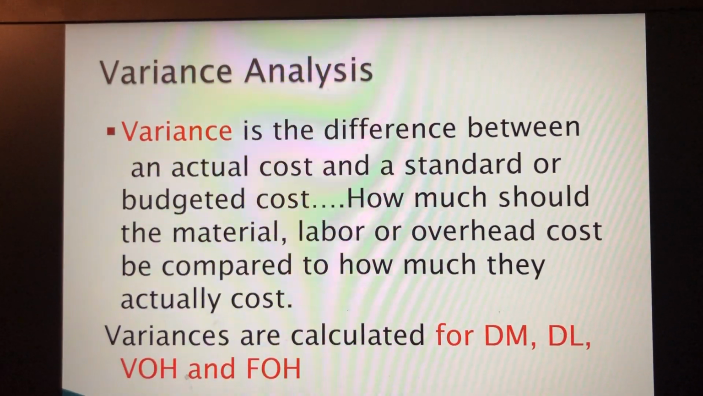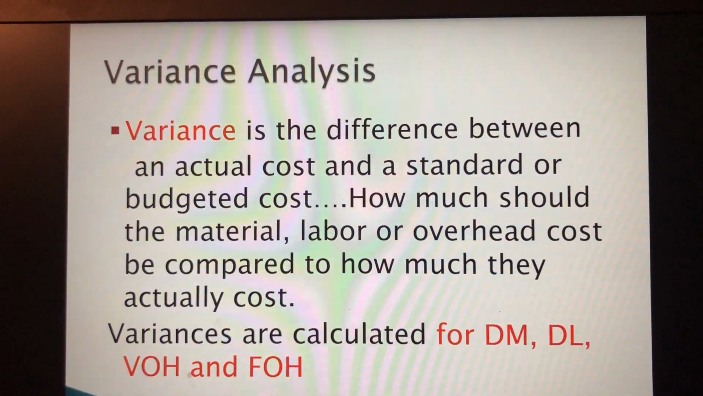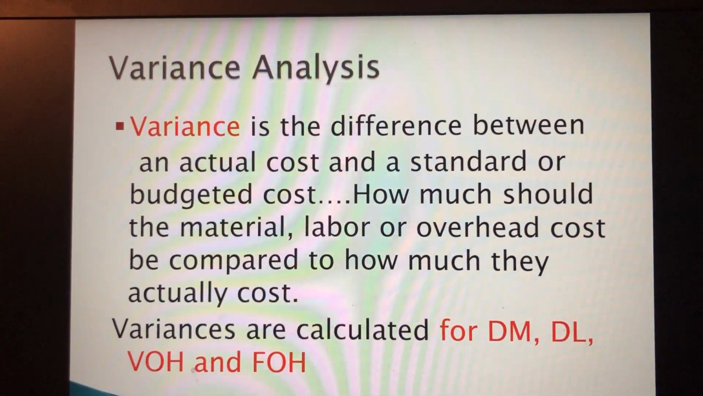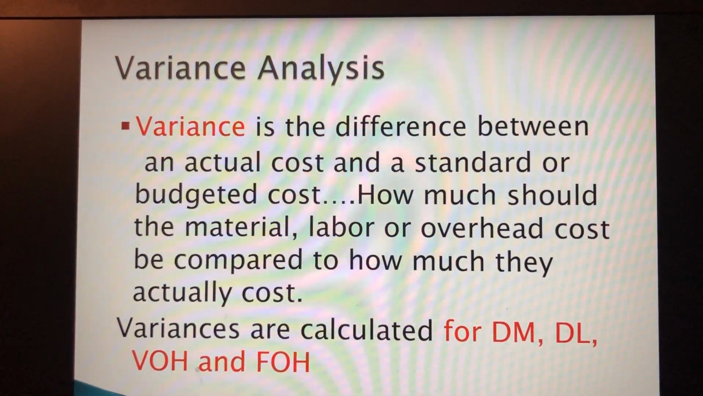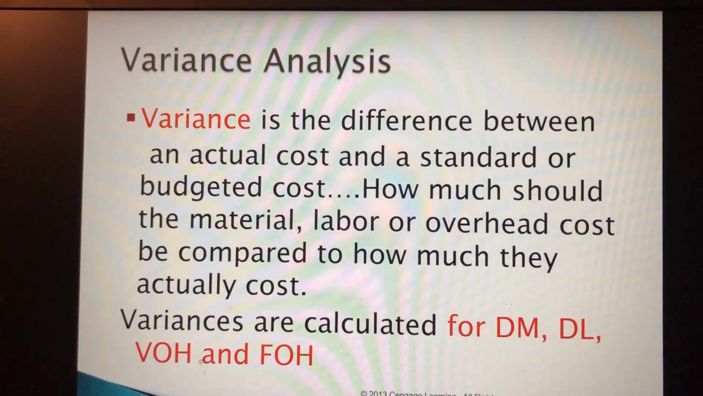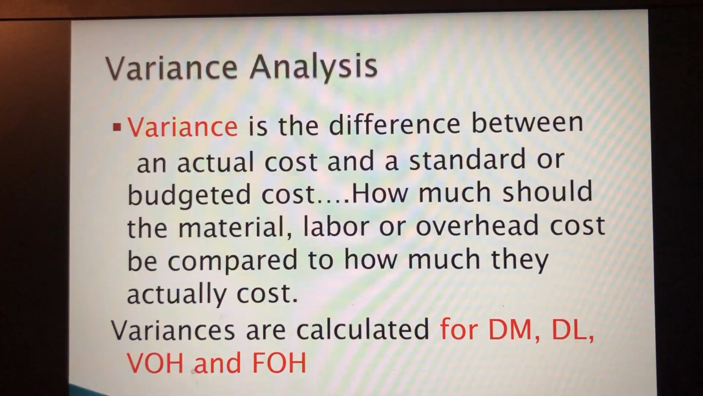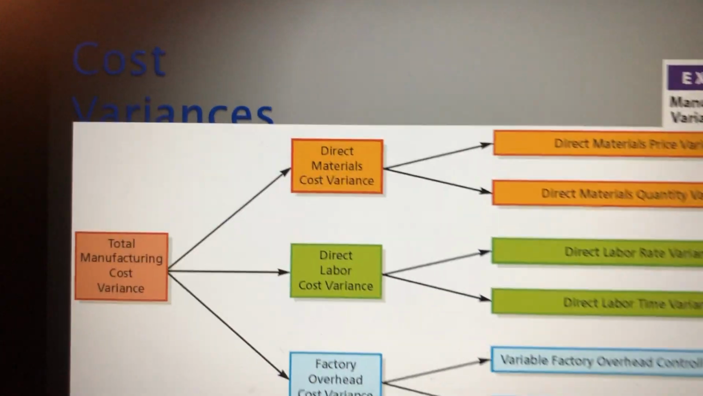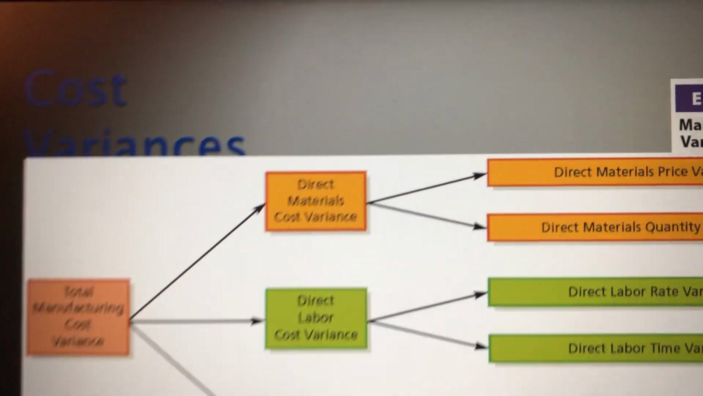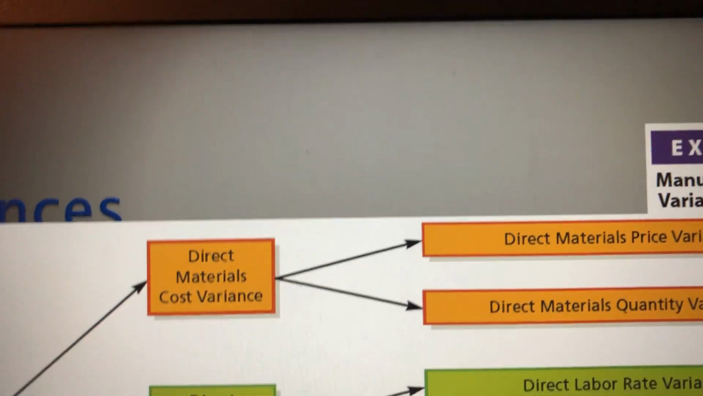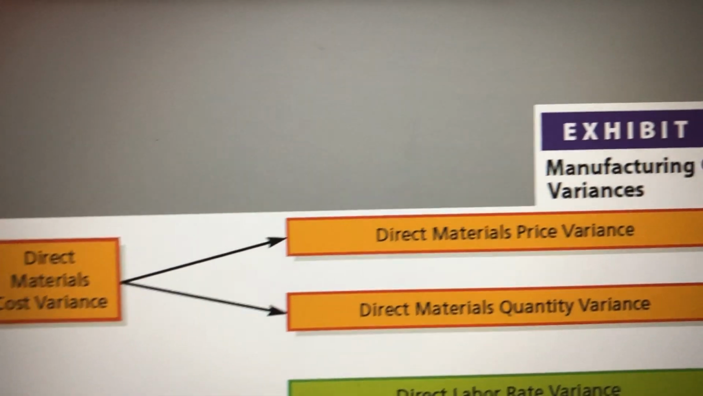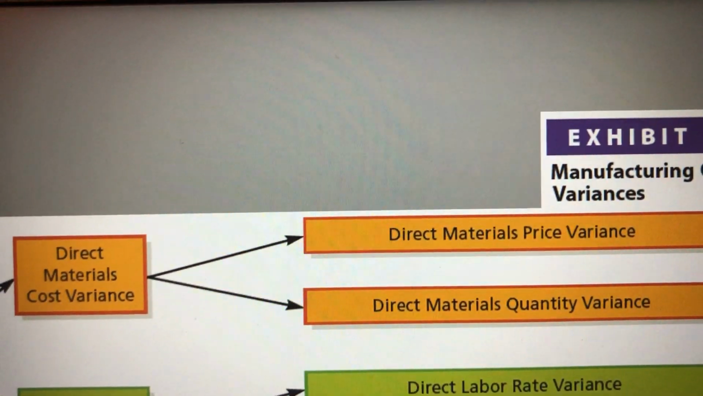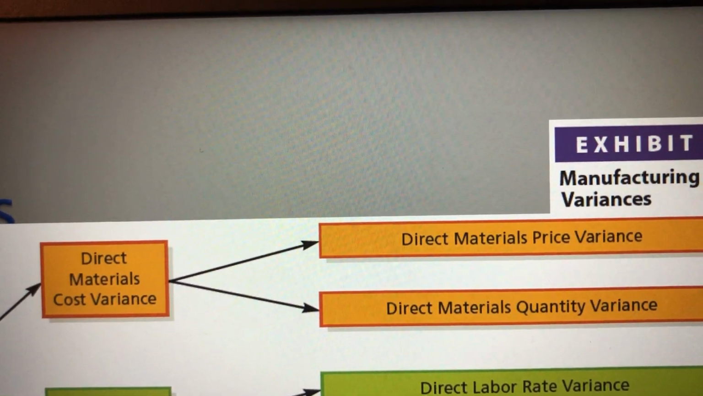And a variance is a difference between what you actually spent versus what you budgeted. Okay, and we're going to look at these variances for material and labor. They do have them for overhead, but we won't analyze those in this class. So on this slide, we want to focus in on direct material cost budget. There are two types: there's a price, what we pay for the materials, and how much we're using.